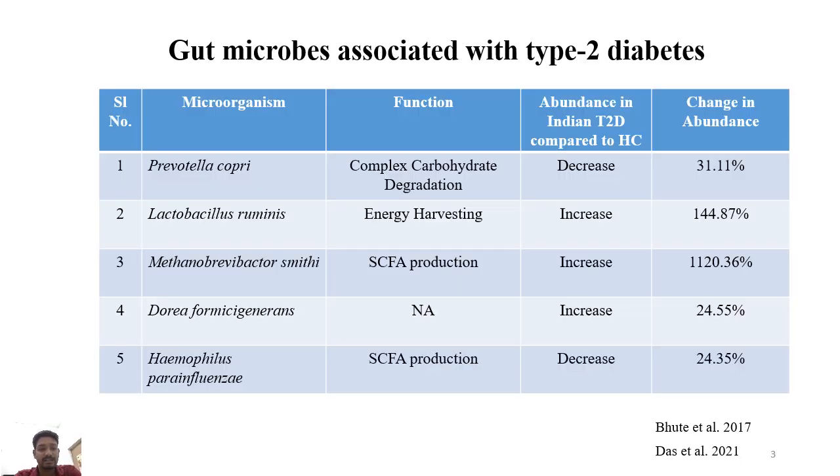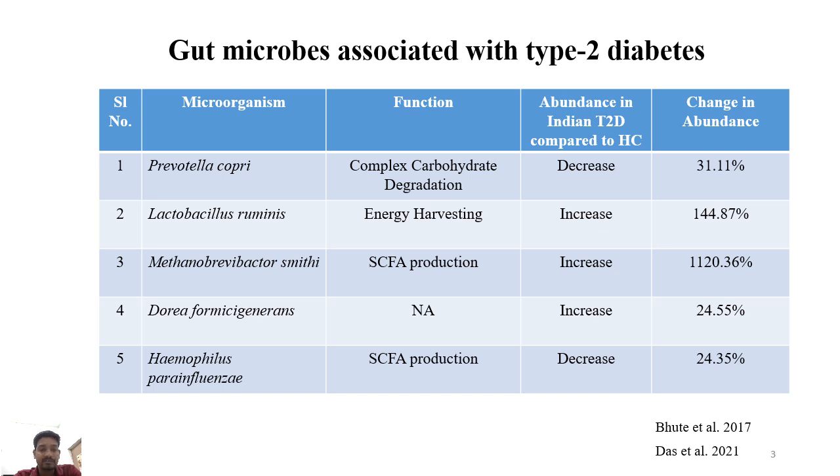So this is a list of microorganisms whose abundance is highly altered in case of type 2 diabetes. That includes Prevotella copri, Lactobacillus rhamnosus, Methanobrevibacter smithii, followed by some other microorganisms. And these microorganisms basically belong to complex carbohydrate degraders, energy harvesting microorganisms, and certain producing microorganisms.